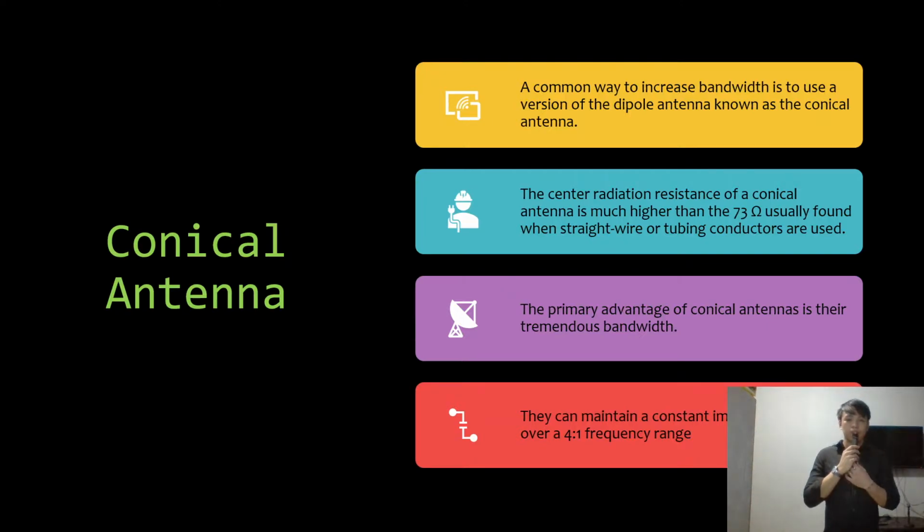So the center radiation resistance of a conical antenna is much higher than the 73 ohms that is usually found when straight wire or tubing conductors are being used. So the primary advantage of conical antennas is their tremendous bandwidth. They can maintain a constant impedance and gain over a 4:1 frequency range.